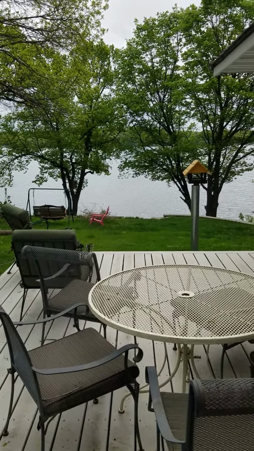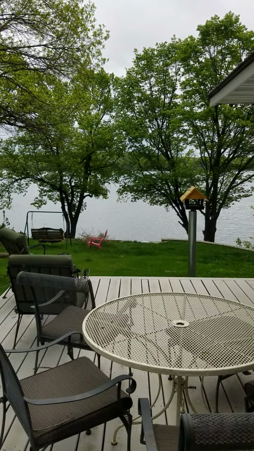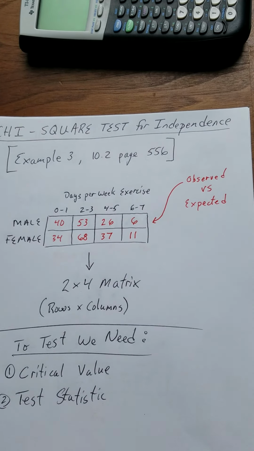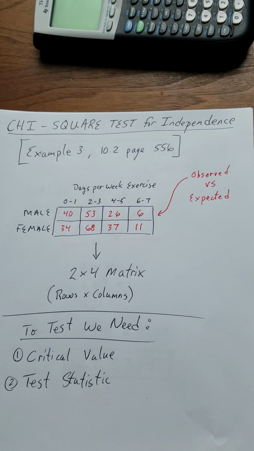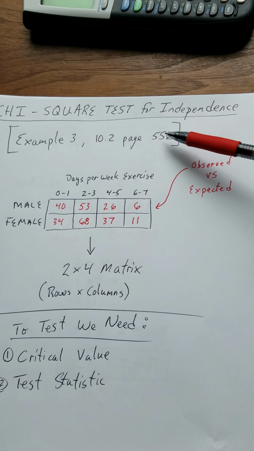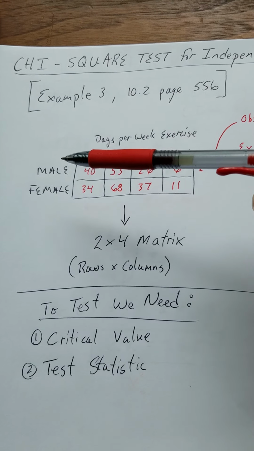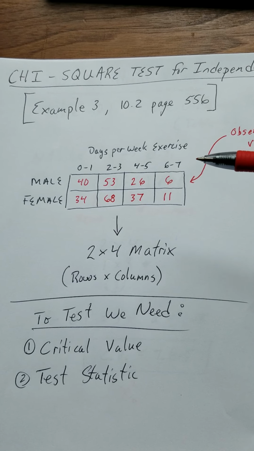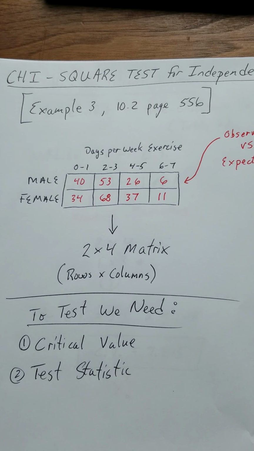Well, hello. Who would want to sit and have a view like this when you could be doing a chi-squared test for independence? So this is 10.2. I've got a bunch of stuff on here, but I'm going to use example 3 on page 556. We'll come back to this because I want to help you see what your focus should be when you're doing your test as far as the numbers go.